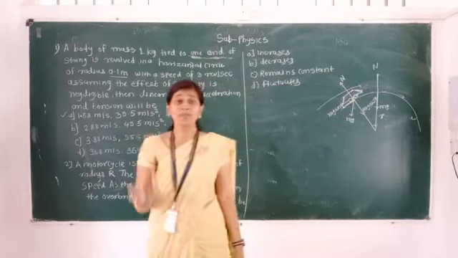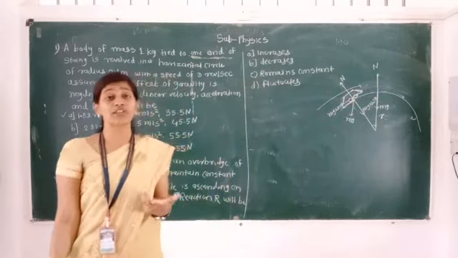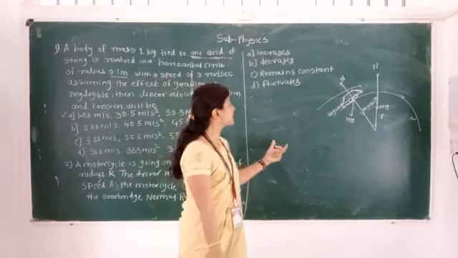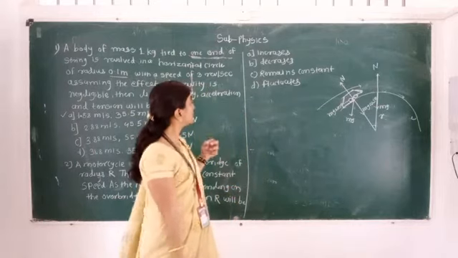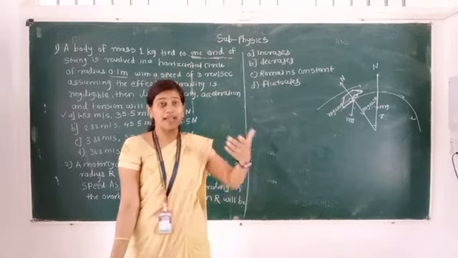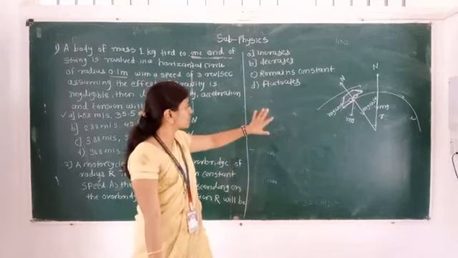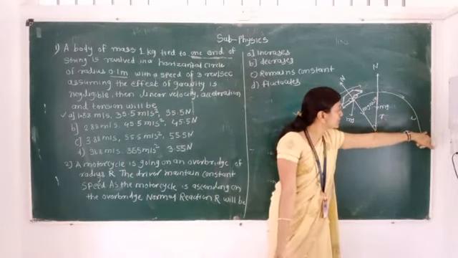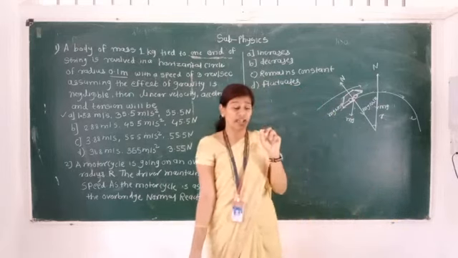What will happen to the normal reaction at that time? Does the normal reaction increase? Does it decrease? Does it remain constant? Otherwise does it fluctuate, changing between maximum and minimum? But I think that is not possible here. Already we learned when the vehicle was present here, that time the speed increases and the normal reaction decreases.